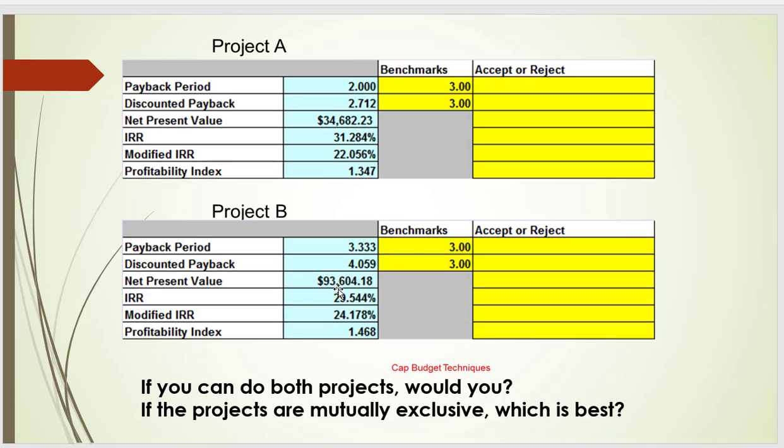Now, just as a sidebar, if you decided not to do project B, you wouldn't hurt the company by doing project A. You just would not be maximizing the value of the company. Now, if these two were mutually exclusive, again, project B is the better of the two projects.